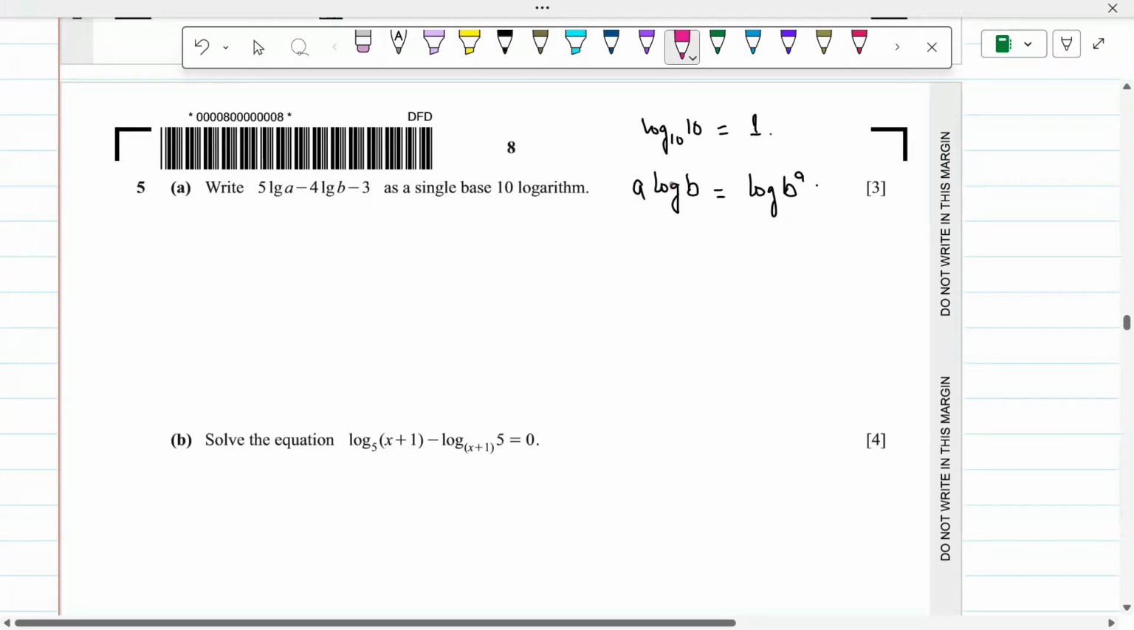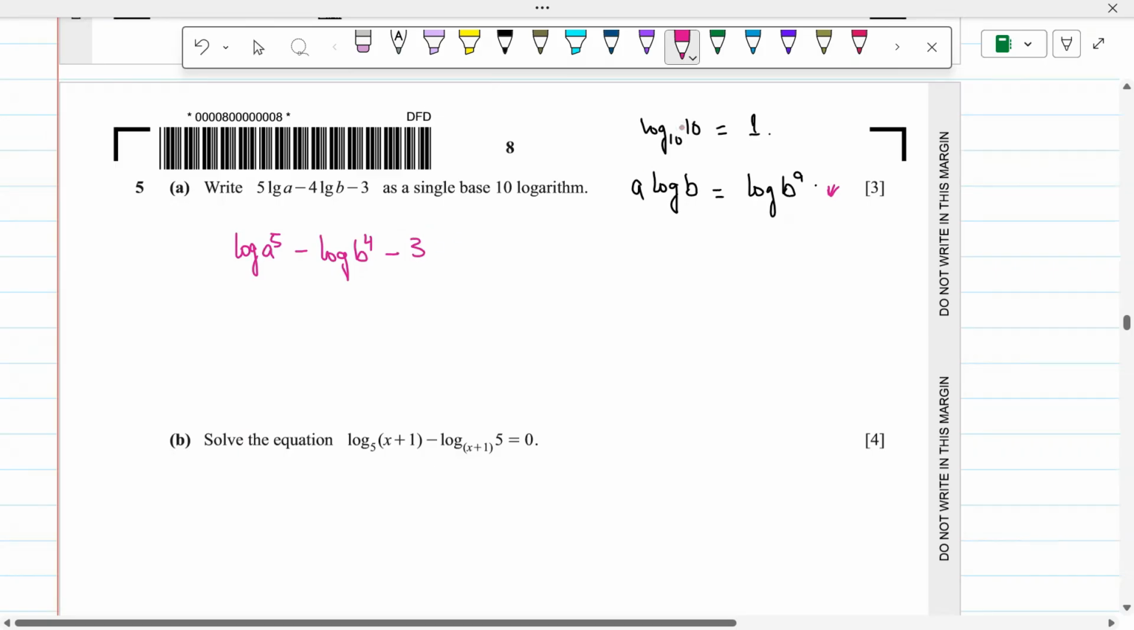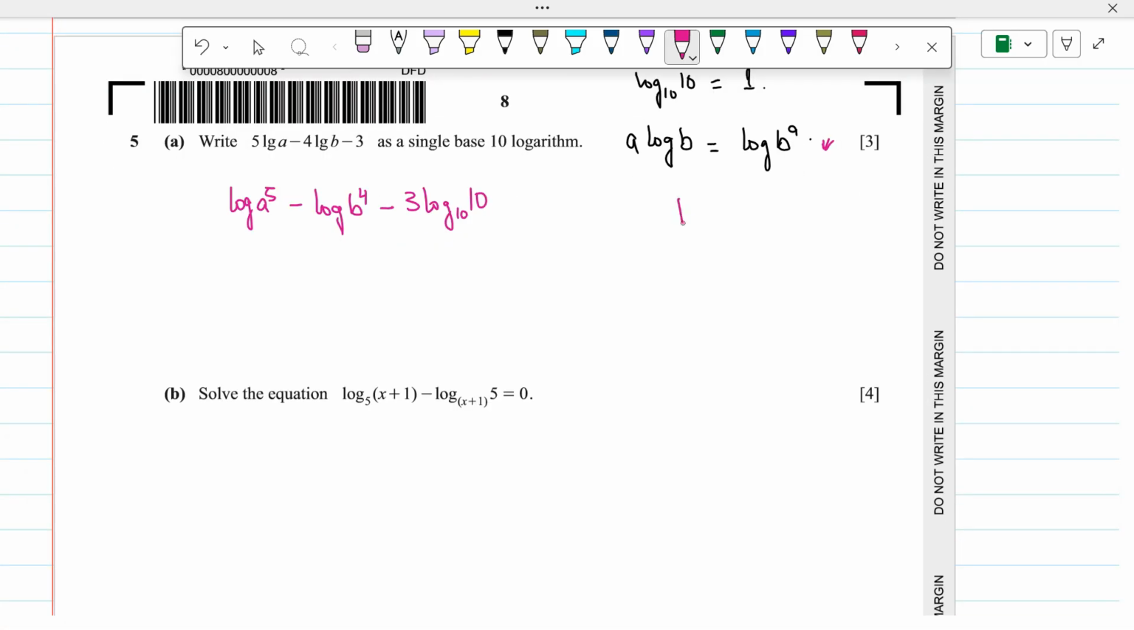So 5 log of a, by applying this property, we will have log a to the power of 5 minus 4 log of b, which is equal to the log of b to the power of 4, minus 3. We can multiply 3 with log base 10 of 10, and log base 10 of 10 is also the log of 10, because when we don't use any base, it means it is 10. So we can write it log a to the power of 5 minus log b to the power of 4 minus log of 10 to the power of 3.